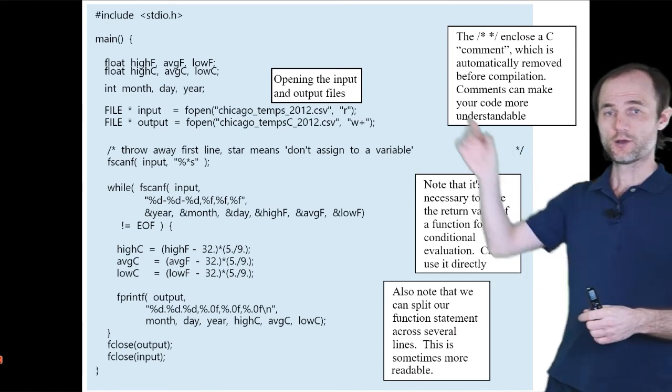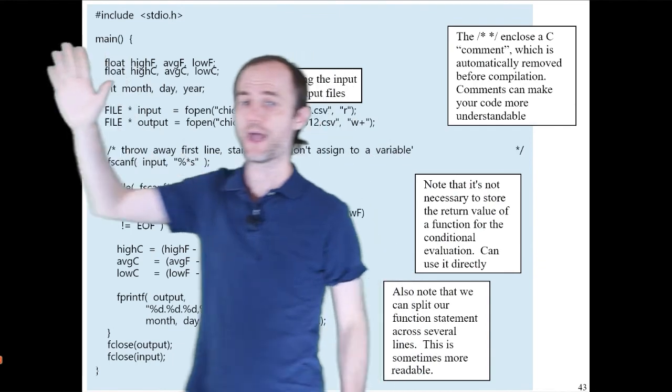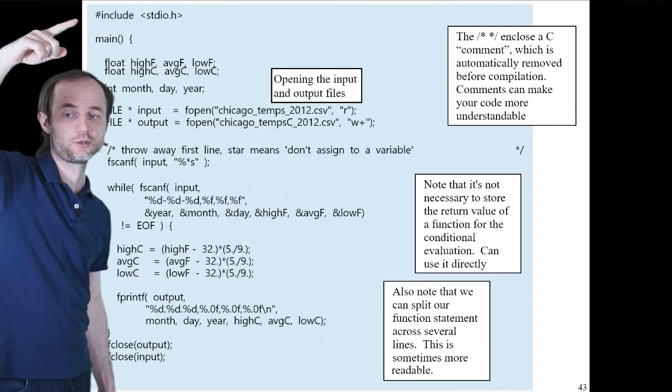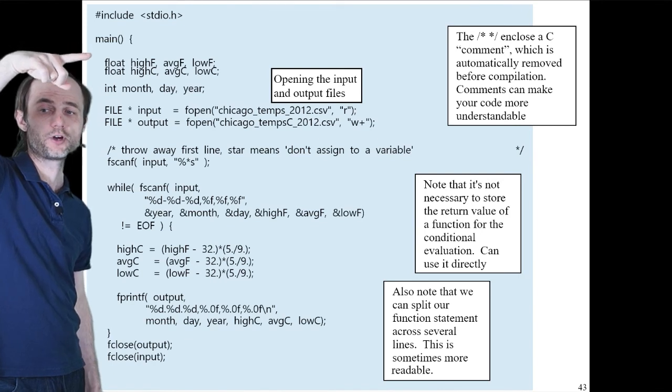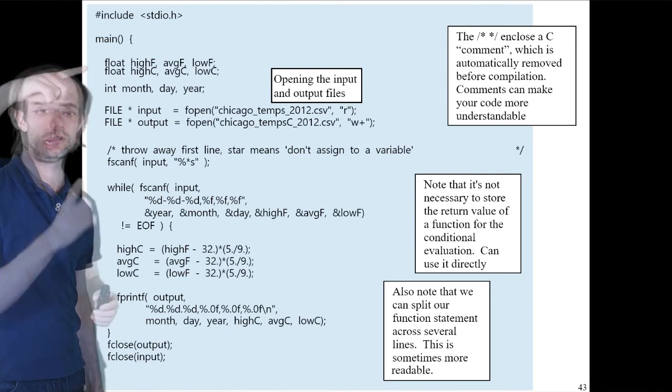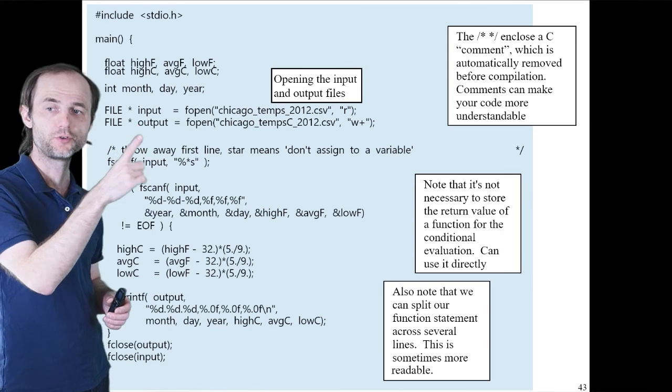So first, we are going to, as before, include the standard libraries. We're going to start our main function, declare the variables. We're going to open 2 files, the input file and the output file.